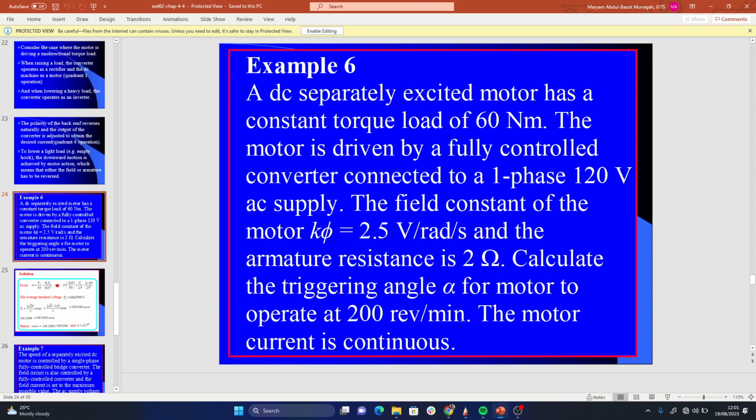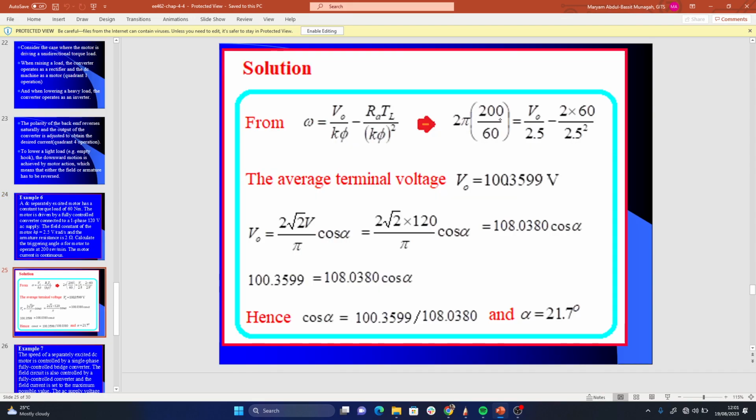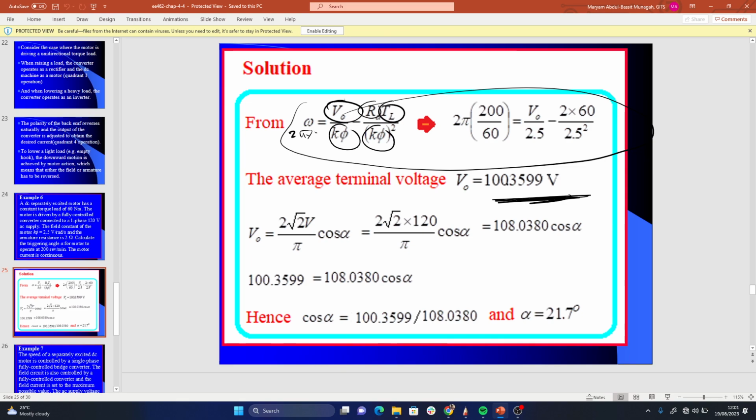So that's what was done here. From this formula, you found your V naught using the formula here. You just substitute. You know the speed, right? 2 pi times 200 over 60. Then you know K phi 2.5 squared, 2 times 60. So you find V naught.